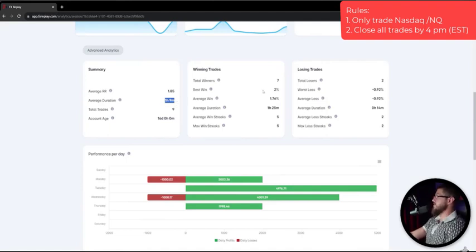And what's really nice with this strategy is, if you're maybe running a business or working or you have other time constraints, it's just 1 hour a day. That's it, right? If the setup doesn't happen between 10 and 11, you have no setup. If it does happen, you enter the trade, and the only thing you need to do is make sure that if the TP or the stop hasn't hit by 4, you close the trade or cancel the order. That's all you have to do, right?